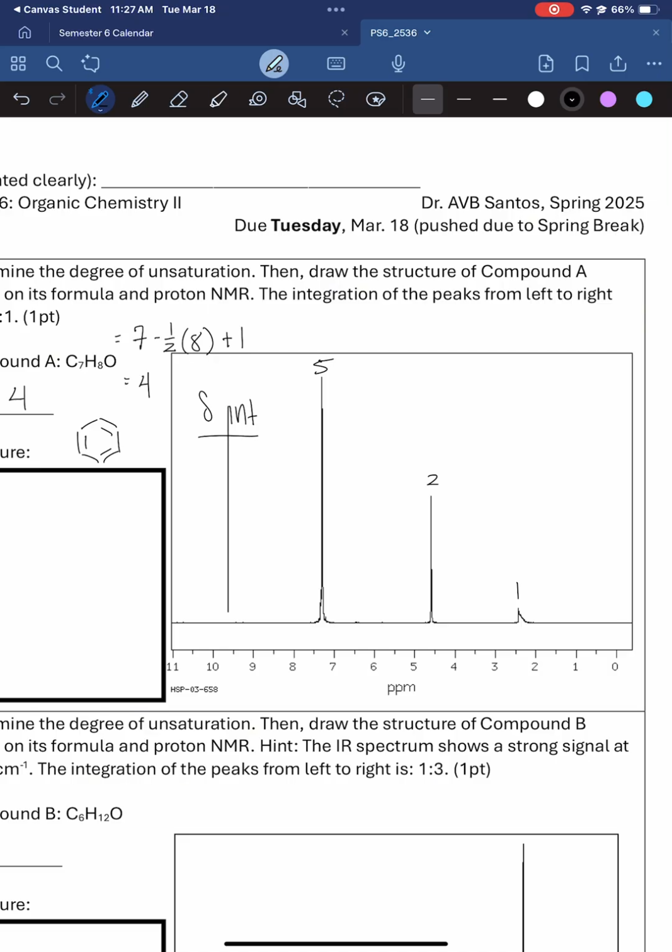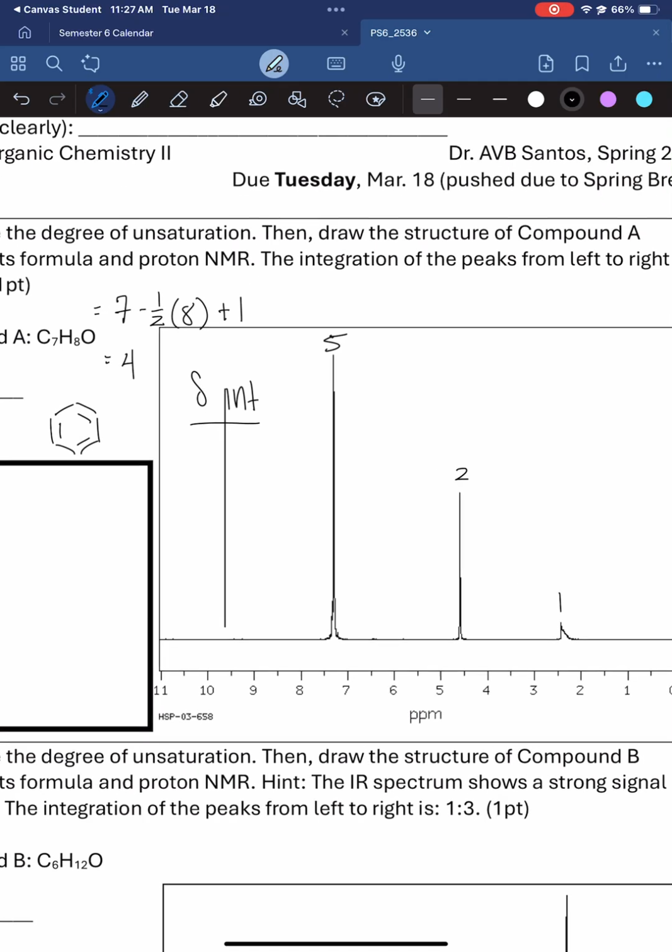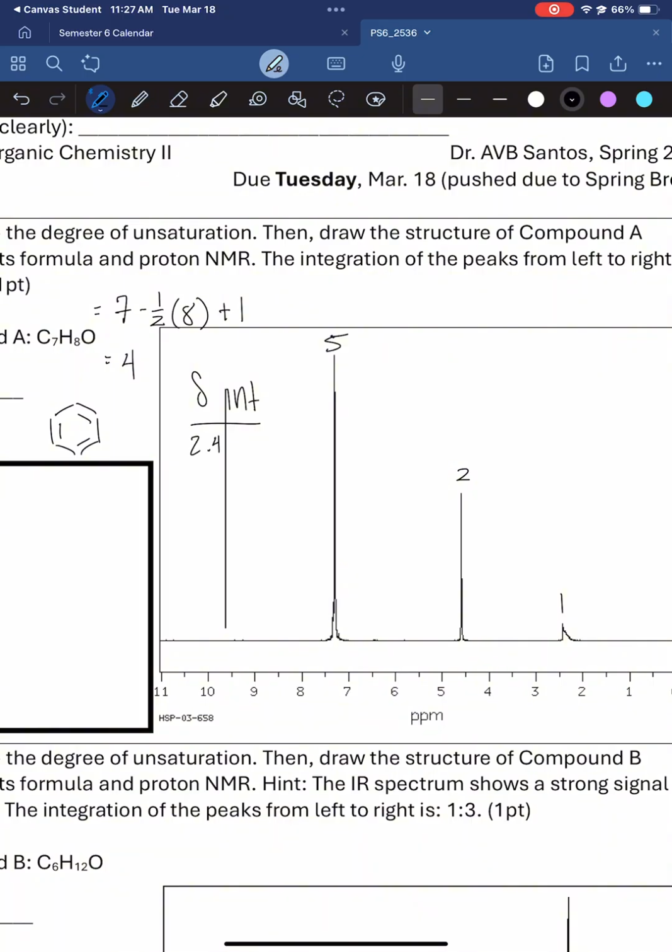So let's see now at around 2.4 we have an integration of 1. At around 4.5 we have an integration of 2. And at around 7.2 we have an integration of 5. So now we have to pause and take a look. Do our integrations match up with the number of hydrogens? And we have 1 hydrogen here, 2 here, and 5 here, which all makes sense.